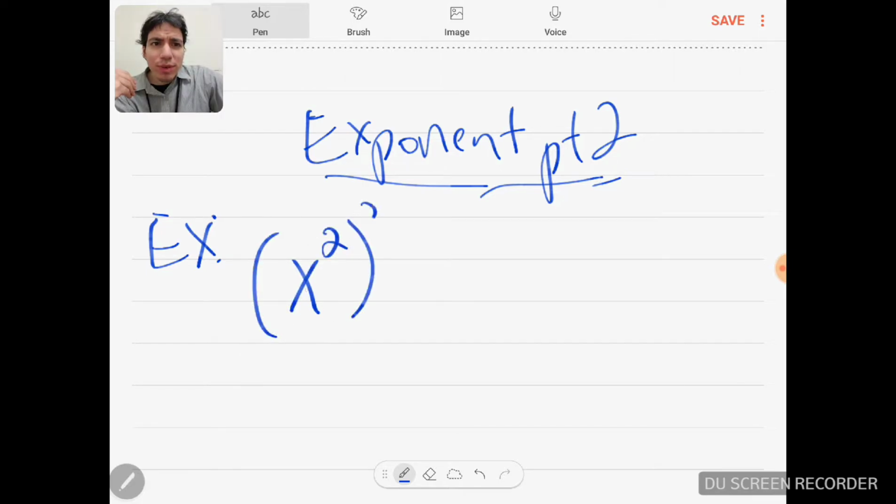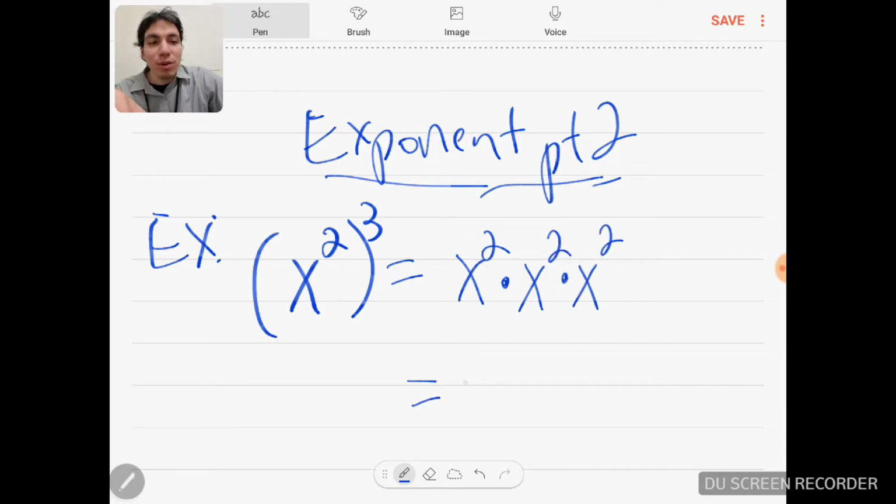X squared being raised to the third. Now, some of you might already know the answer to this, but I want to explain how we get this answer. Let's do what the exponent is exactly telling us to do. This exponent here says 3. This is telling me to write x to the second 3 times. So let's do that. X to the second times x to the second times x to the second. Therefore, I'm going to add up all these exponents and I get x to the 6.